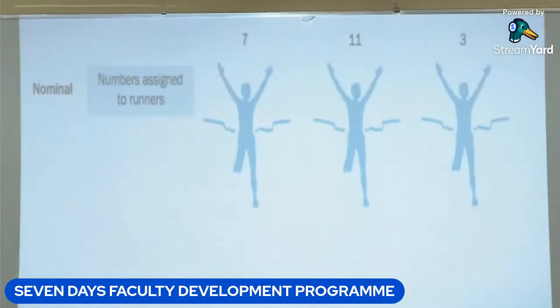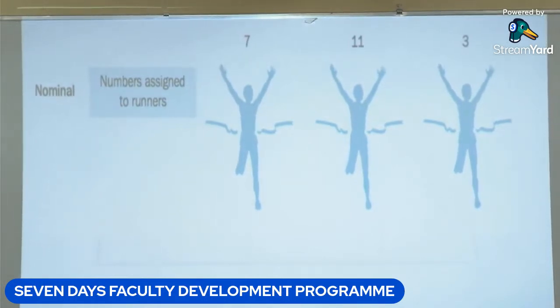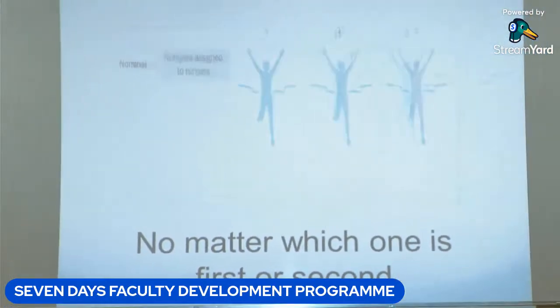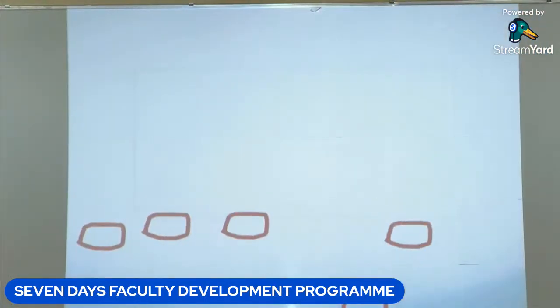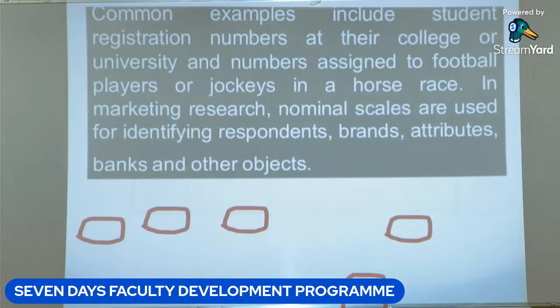If we look at examples like this, the numbers assigned to runners: normally we have numbers for the runners in athletics or in other games. They are arbitrary in nature, like 7, 11, 3. There is no meaning in assigning those numbers, no matter which one is first or which one is second. One more example is the admission process, where we assign an admission number to our students. That admission number has no meaning. It is just for our identification. Number 1 is this student, number 2 is this student, and so on.